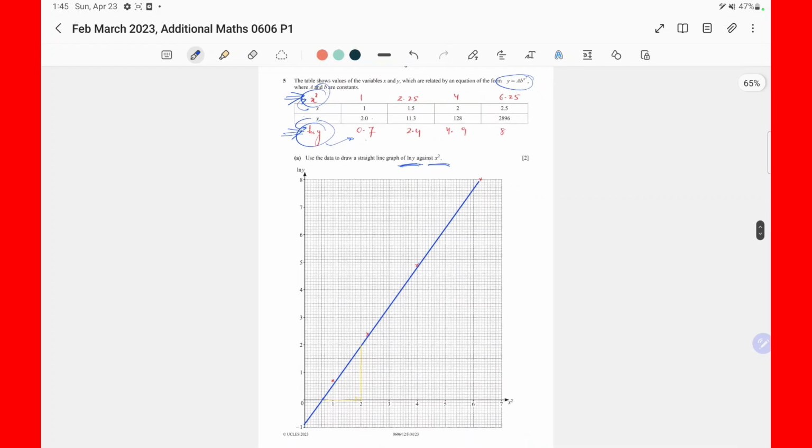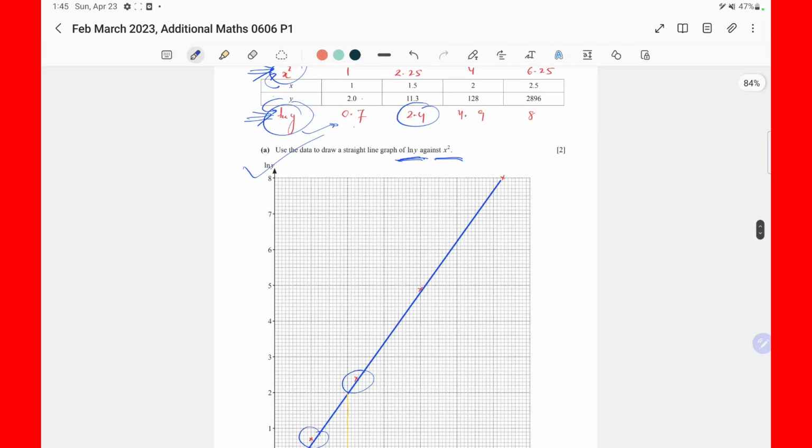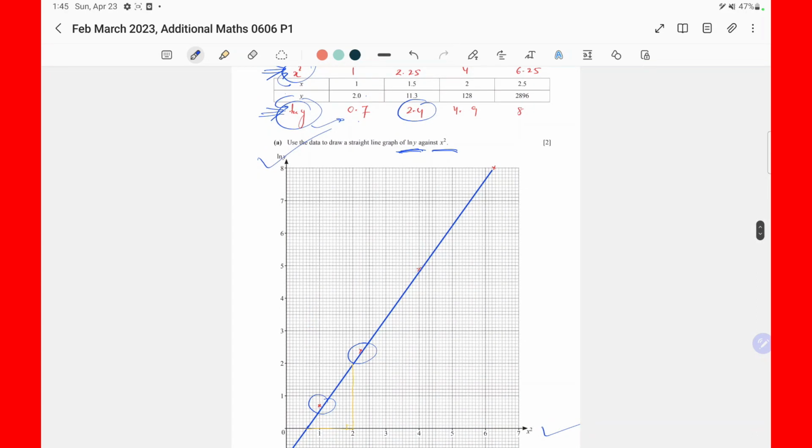So this is x square, right, and this is ln y. When x square is 1, then ln y is 0.7. You can check over here, right? Now when x square is 2.25, ln y is 2.4, which you can check here. Now when x square is 4, please check, ln y is 4.9, which you can check here. The next is when x square is 6.25, then this is 8.